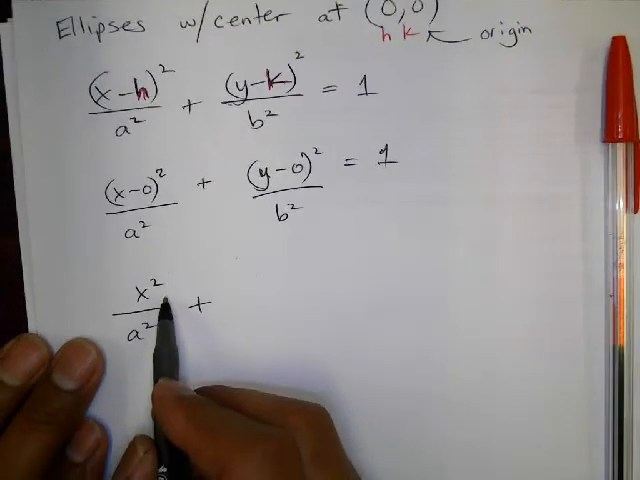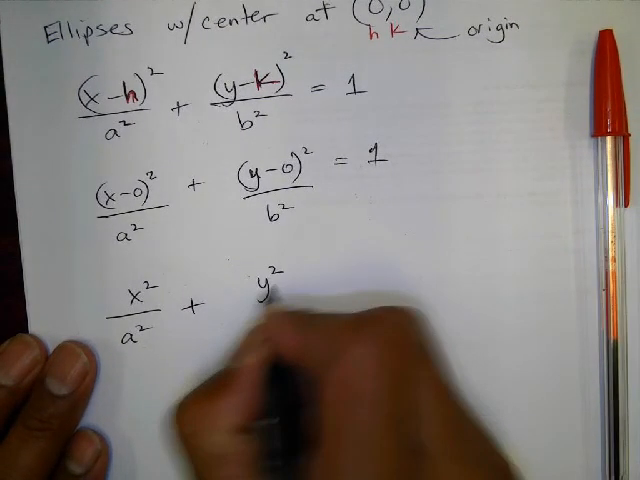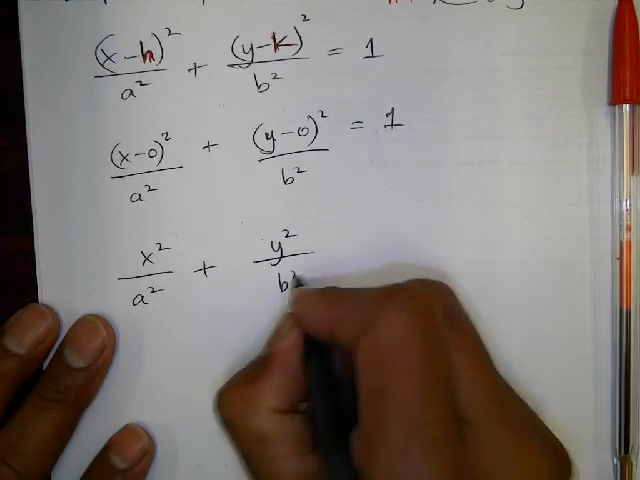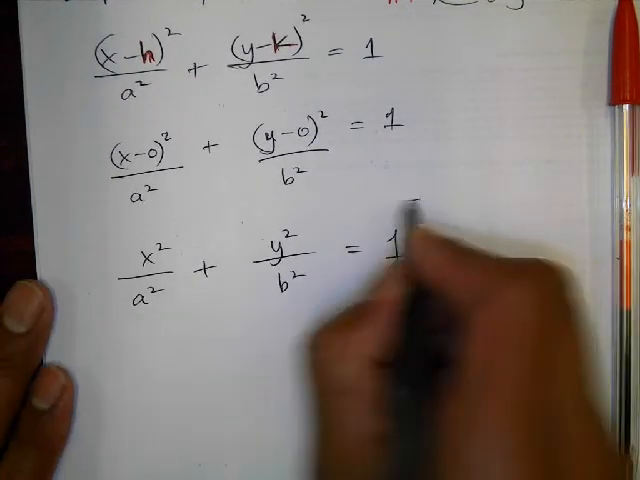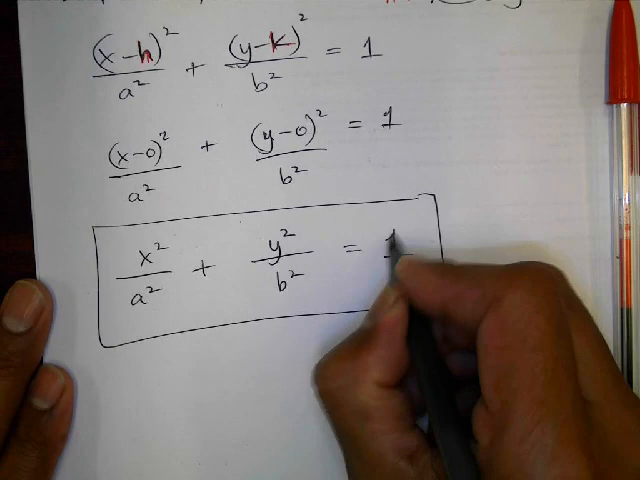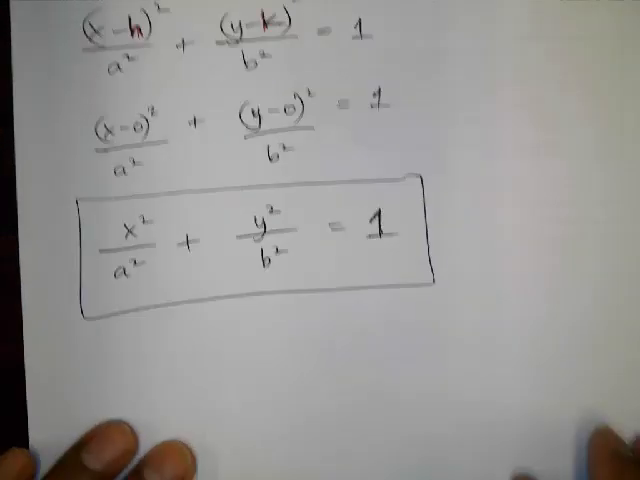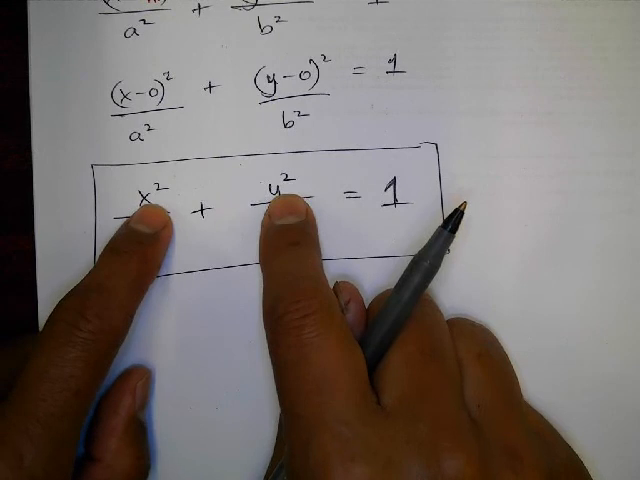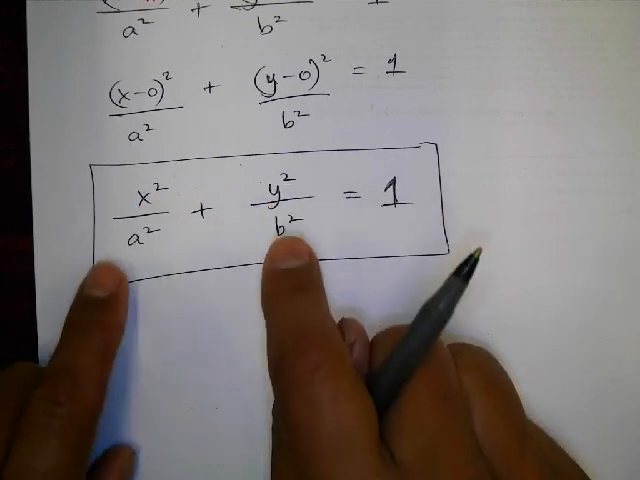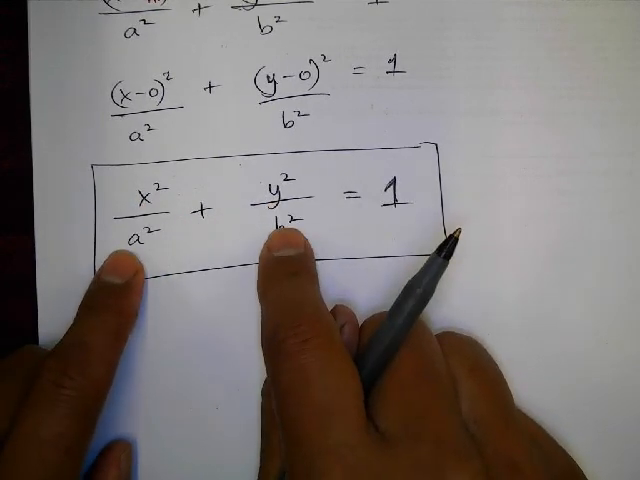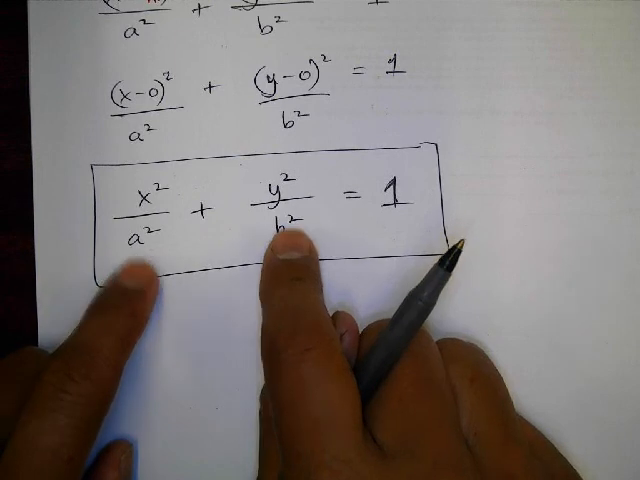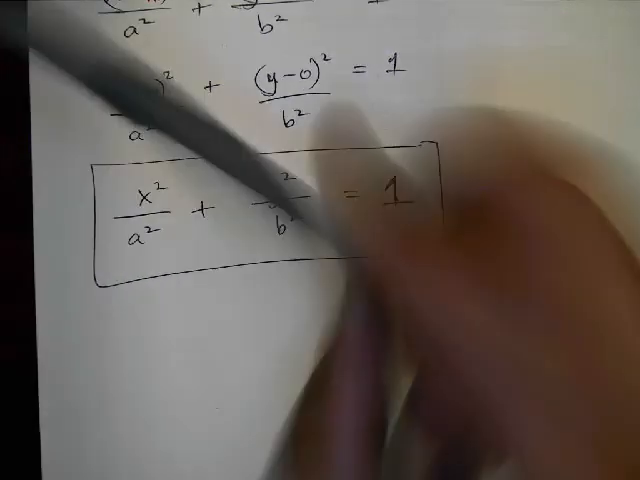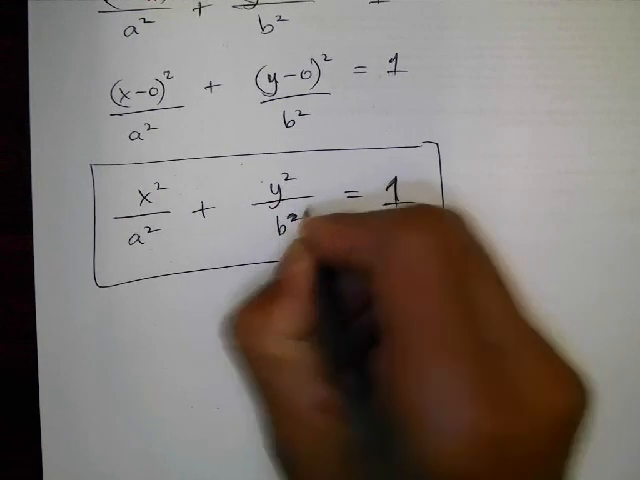X squared over a squared plus, see, there won't be a number. You'll just see x by itself. And then you'll see the y squared by itself. Y take away nothing is y, right? So essentially, for an ellipse centered at 0, 0, there won't be any numbers, no h and k here. It'll be just x squared and y squared. You will have numbers here. Okay, so we'll start graphing those in the next video.